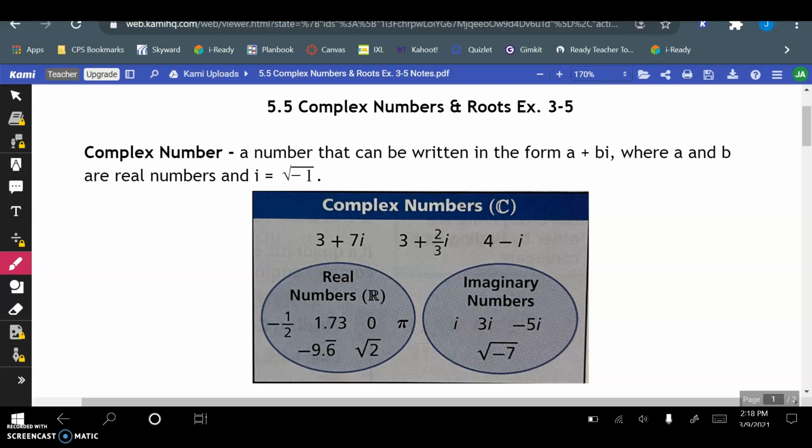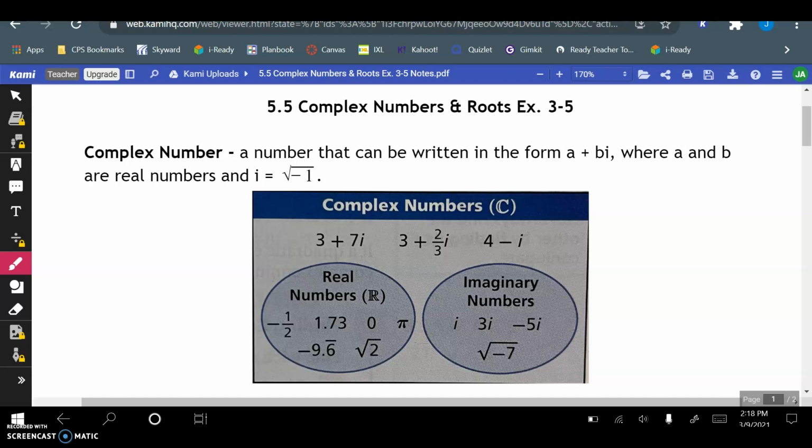Finishing up section 5.5, we are going to look at the last three examples, and we're going to start off with the vocab term complex numbers. A complex number is one that can be written in the form of a plus b times i, where a and b are real numbers and i is equal to the square root of -1.